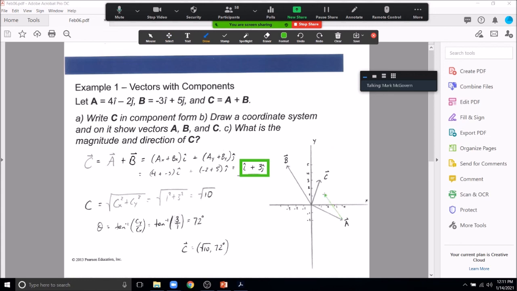This is the same vector, same length, same direction. That's vector B right there. Right. Draw a coordinate system and show vectors A, B, and C on it. I just did it. I already did it. What is the magnitude direction of C?